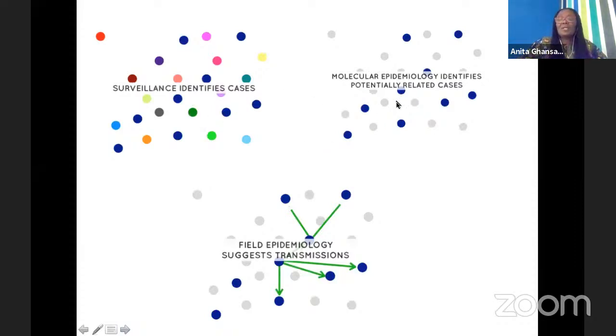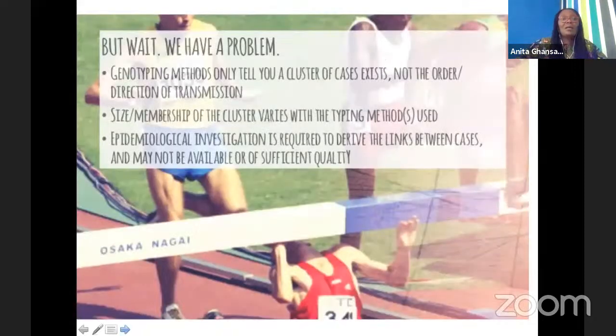Then we can also go further with the molecular epidemiology to identify potentially which pathogens are related. So we see some relations between the identified pathogens in the surveillance. Then the field epidemiologist is interested in tracking the transmission, how the infection is being transmitted. But that is not enough. These genotyping methods that I spoke about in the previous slide may not necessarily tell you the order or the direction of the transmission. And then the size of the clusters that you attain from the genotyping will depend on the type of method that you use. So the more detailed you go, the more information you get about the pathogen you are interested in.